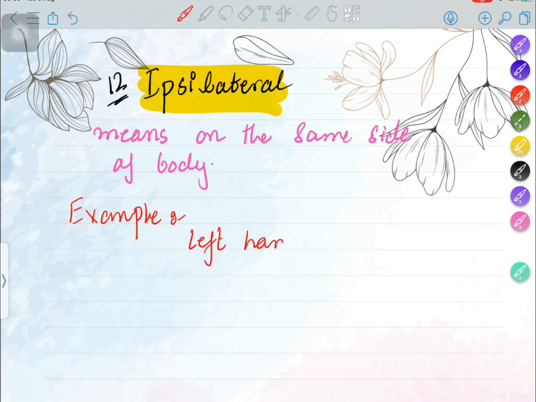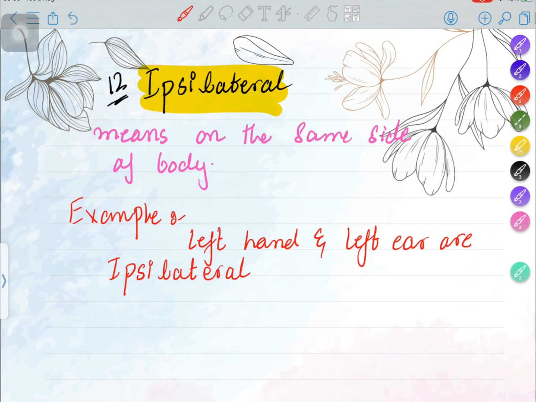So ipsilateral means on the same side. Can I say that my left hand and my left arm are ipsilateral to each other? Or my left hand and left ear are ipsilateral to each other, correct? My right hand and my right arm are ipsilateral.